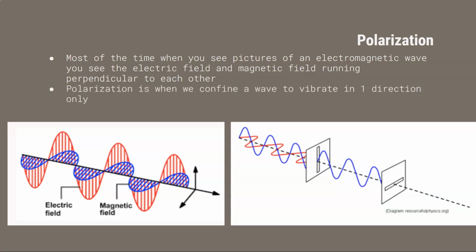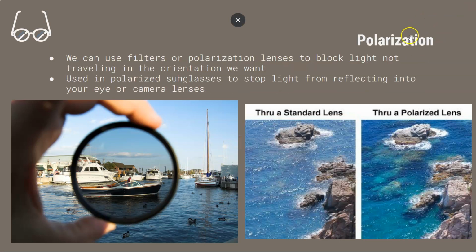But with polarization, we take those waves and confine them to vibrate in one direction only. You can see from the second diagram, I have the magnetic field and the electric field, and I've shrunk it down to one wavelength. What this does is we can use filters or polarization lenses to block out light that we don't want as it travels in towards our sunglasses. So we are able to filter out light and orientate it the way we want, so we get a more crisp and clear picture.